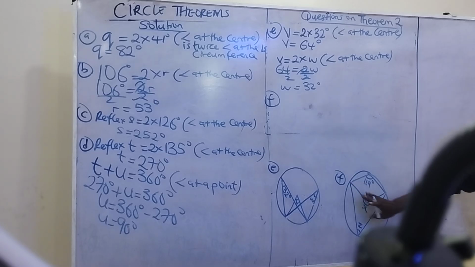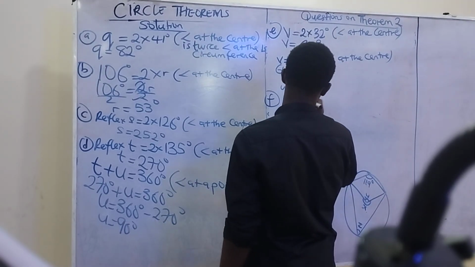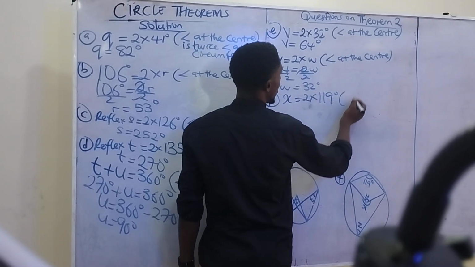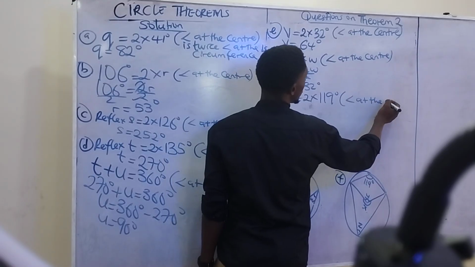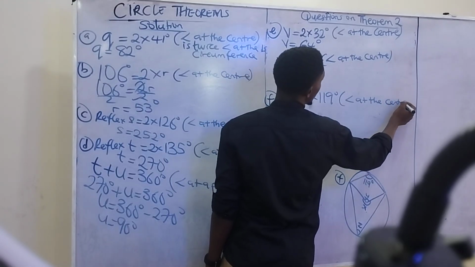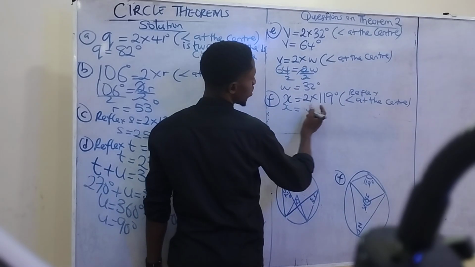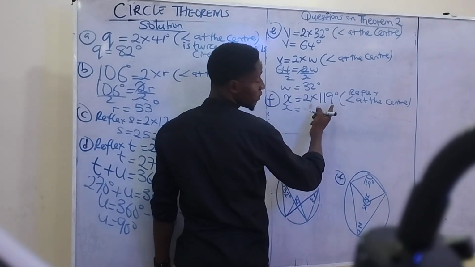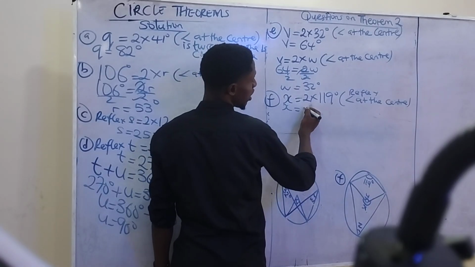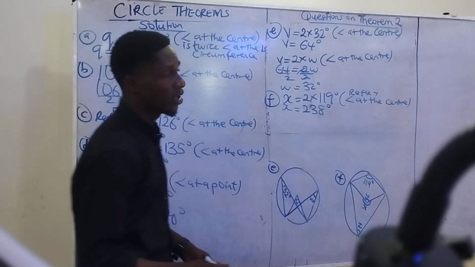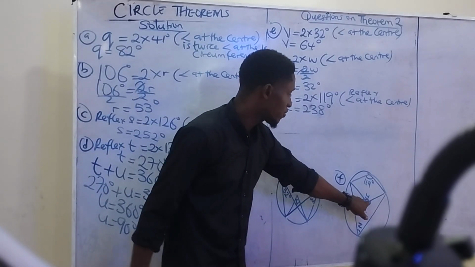To look at it, if you cover this, we have a reflex x here. So the reflex x is equal to 2 times this angle at the circumference, 119, for the angle at the center. That is talking about a reflex now. So we have x is equal to 2 times 119, which I think should give us 238 degrees. 238 degrees.